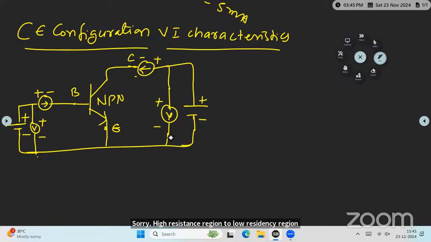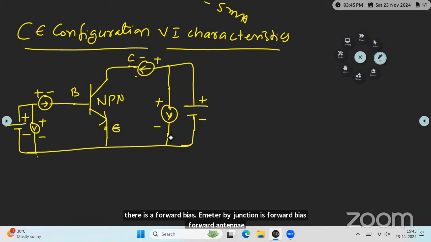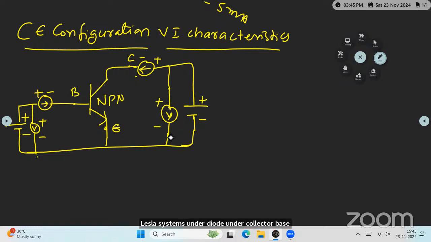Meeku PNP transistor lo gaani NPN transistor ekkada resistance ekku undi, ekkada takku undi? In which region is the high resistance? In which region is the low resistance? Emitter is having less resistance because of the more charge carriers, because there is a forward bias. Emitter base junction is forward bias. Forward ante less resistance. And the collector base junction is reverse bias, more resistance.